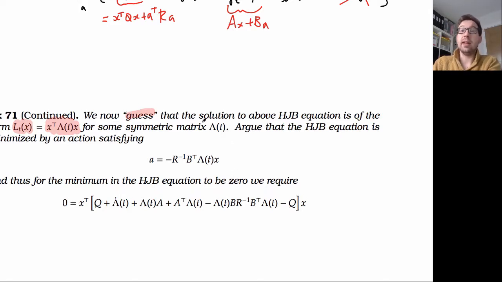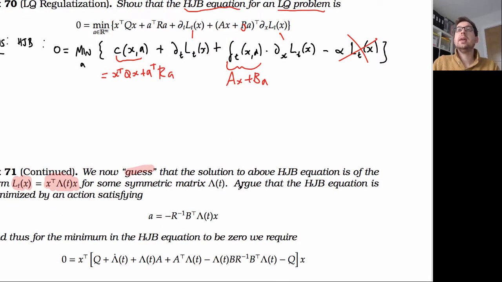So we could take a guess with this, plug it into our HJB equation, and look at what conditions that gives us on this symmetric matrix Λ. If indeed we can satisfy those conditions for optimality of the HJB equation, then we have found an optimal solution to the LQ problem, to this linear quadratic regularization problem. So our job is to plug this into our HJB equation. And then what we're asked to do is argue that the HJB equation is minimized by an action of the following form. Okay, so we'll check that in a moment.